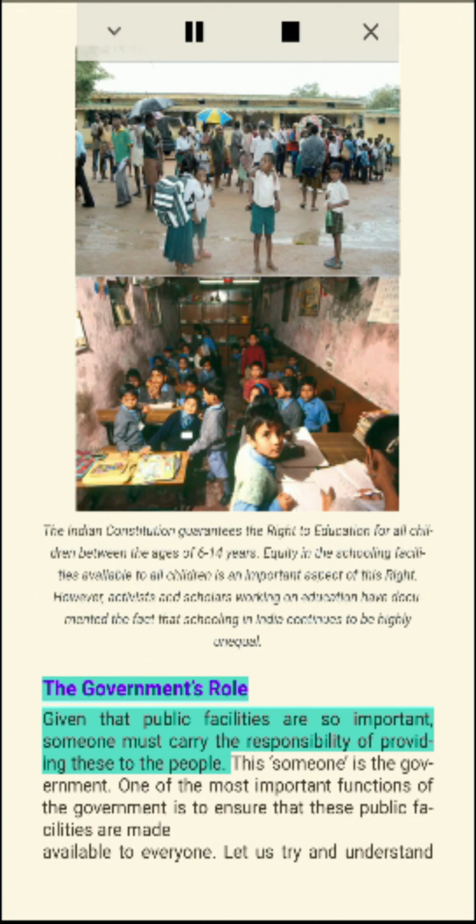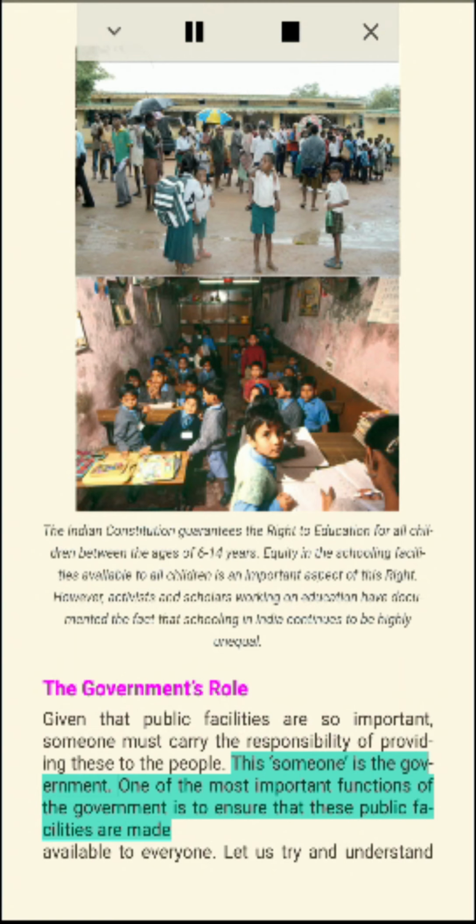The government's role: given that public facilities are so important, someone must carry the responsibility of providing these to the people. This someone is the government. One of the most important functions of the government is to ensure that these public facilities are made available to everyone. Let us try and understand why the government, and only the government, must bear this responsibility.